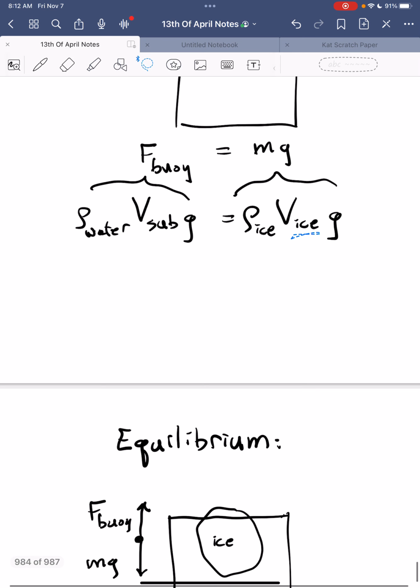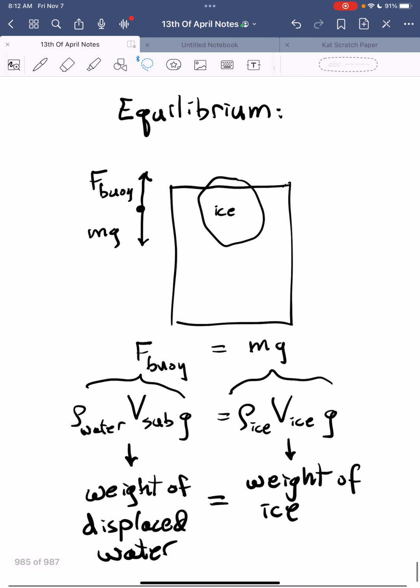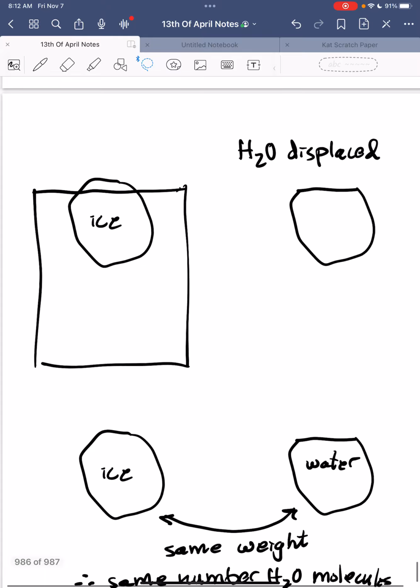All right, what does that mean? So we go a little bit further and just think about it. It turns out that this term here, the buoyant force, is nothing more than the weight of the displaced water. So you take all the water that's displaced by that ice and you weigh it, and it gives us the buoyant force. That's exactly what the buoyant force is going to be. But this over here is just the weight of the ice. These things must be equal. And now think about this. What does it mean if the weight of this displaced water is exactly equal to the weight of the ice? Well, let's go a little bit further with this.